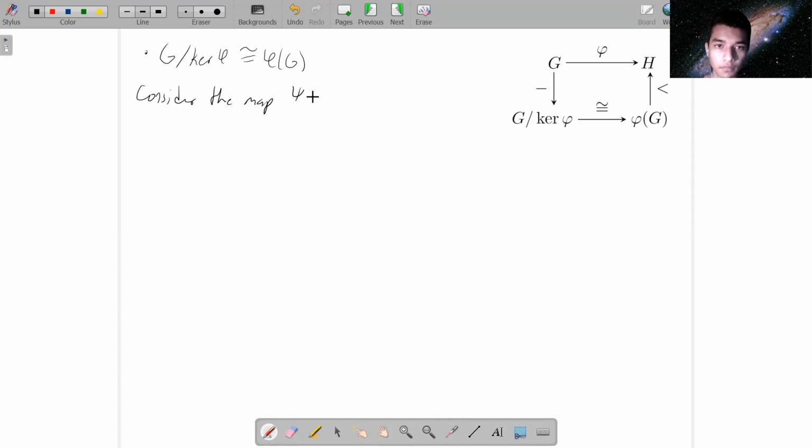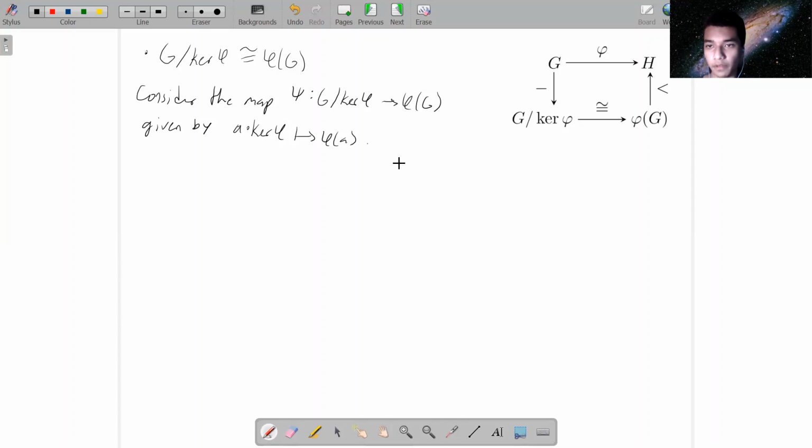psi going from G mod kernel phi to phi of G, given by the following. The left coset a times kernel phi is mapped to phi of a.